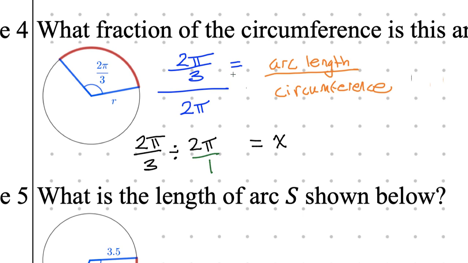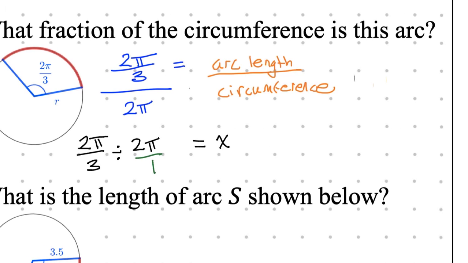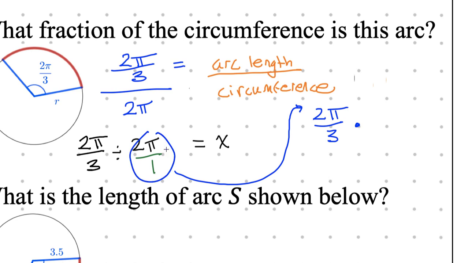Yes. So I ran out of room, so I'm going to have to come over here. We kept it, 2 pi over 3. We are going to change it. This is not a division symbol anymore. It is a multiplication symbol. And then we flipped it. We take the reciprocal of 2 pi over 1, and that's 1 over 2 pi. And that's still equal to our x. Really good.